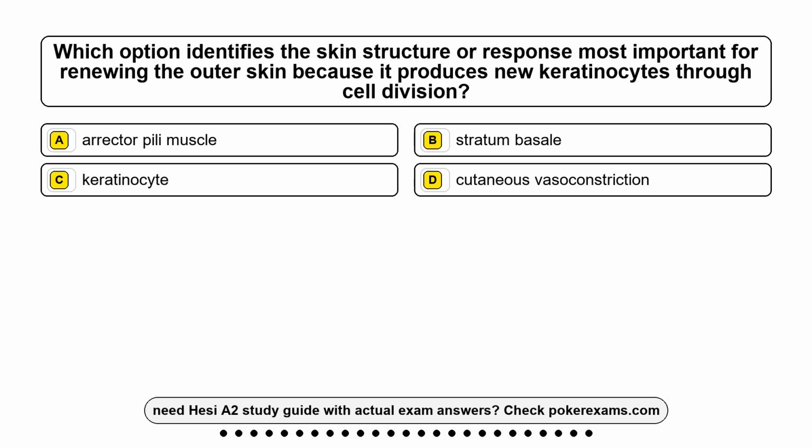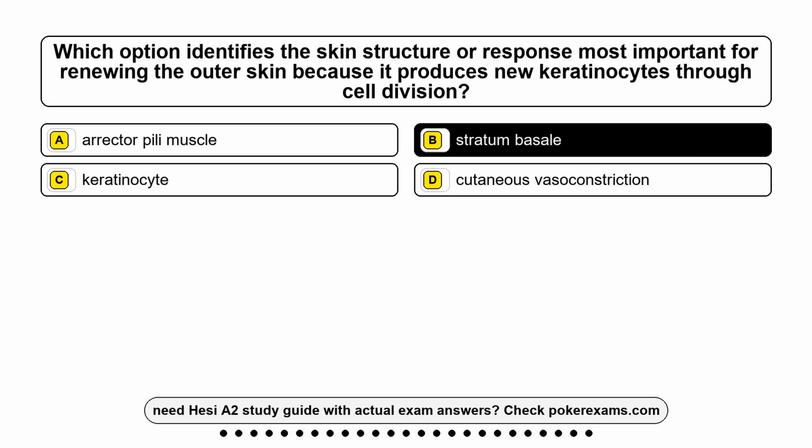Question 7. Which option identifies the skin structure or response most important for renewing the outer skin because it produces new keratinocytes through cell division? Option A, arrector pili muscle. Option B, stratum basale. Option C, keratinocyte. Option D, cutaneous vasoconstriction. The correct answer is option B, stratum basale.